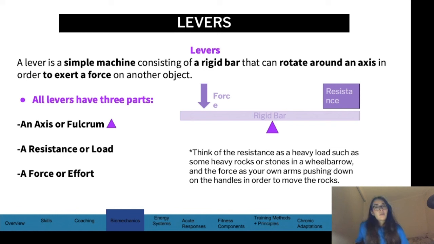Here is a lever. We've got force, axis, and resistance. The axis is like the seesaw pivot point. They've got different terms here, which are both accepted by VCE, but I prefer to use axis, resistance, force.